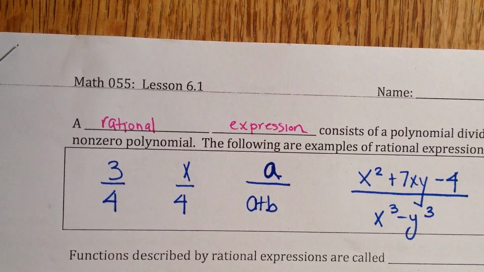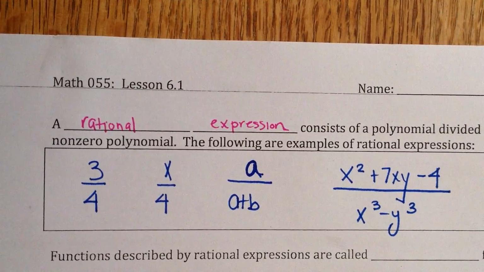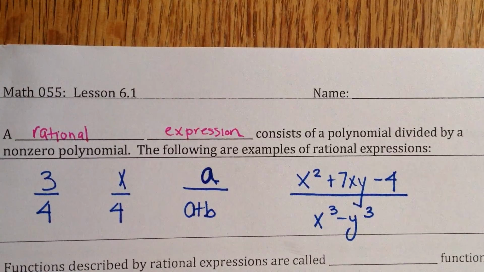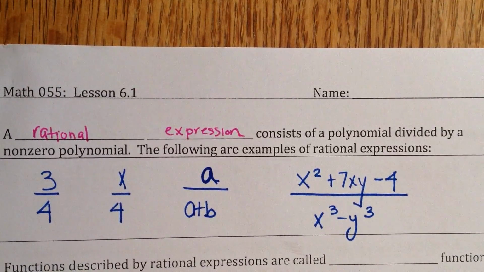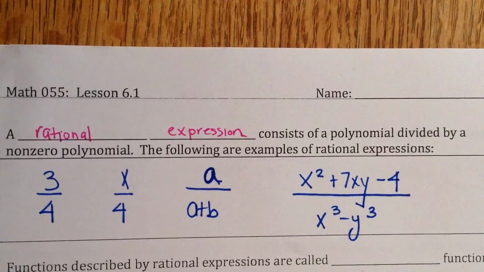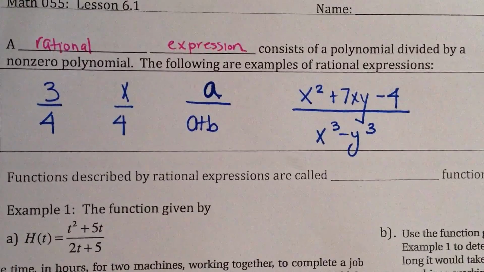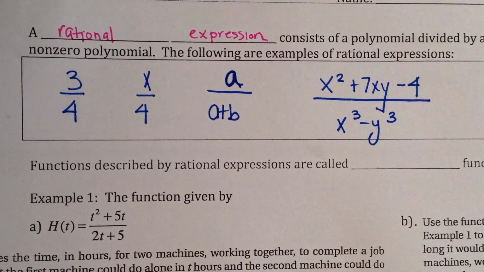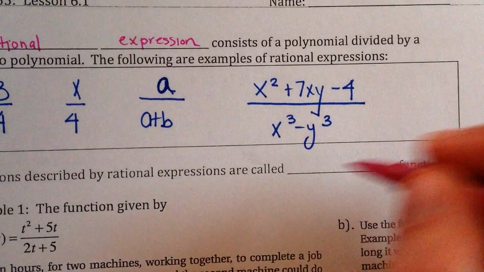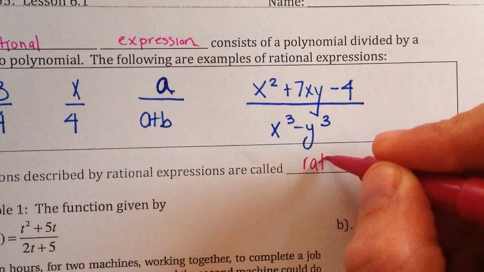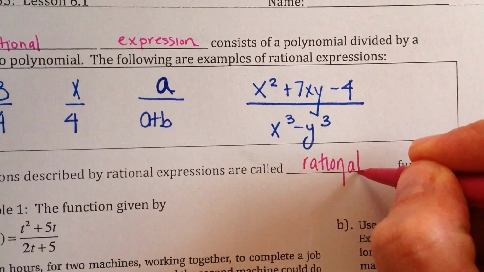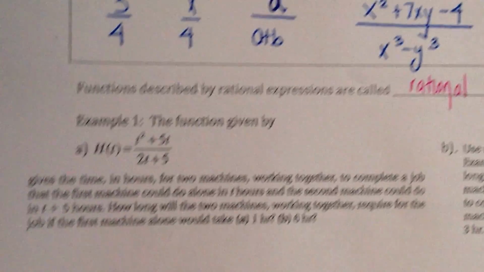3/4, x over 4, a over a plus b, x squared plus 7xy minus 4 over x cubed minus y cubed. Functions described by rational expressions are called rational functions. So we're going to look at example number 1.